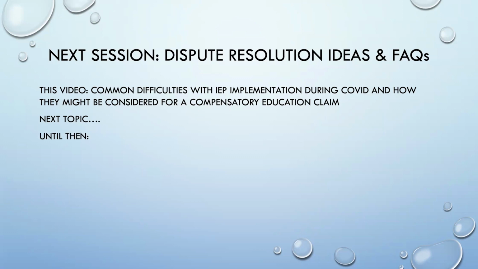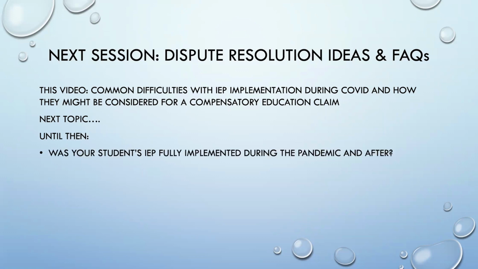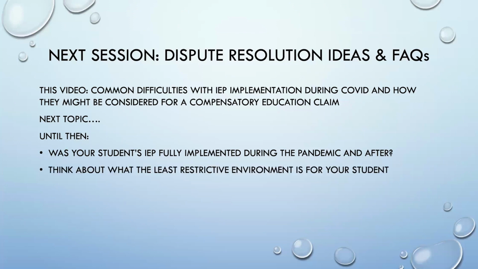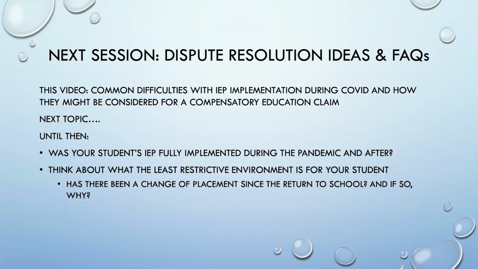But until then, what I'd really like you to do, if you can, is take an hour and think about whether your student's IEP was fully implemented during the pandemic and also in the period after. And think about what the least restrictive environment is for your student. I think thinking creatively for a minute or two about what it would require for your student to be in their best place. And ask if there's been a change of placement since the return to school. And if so, why? And is that in the IEP?